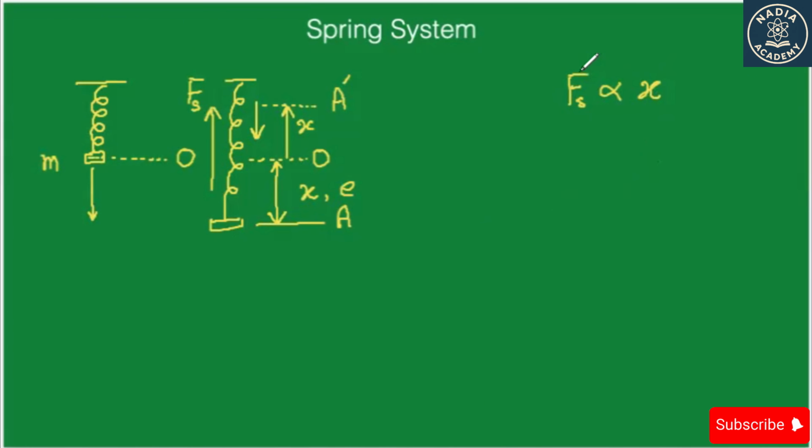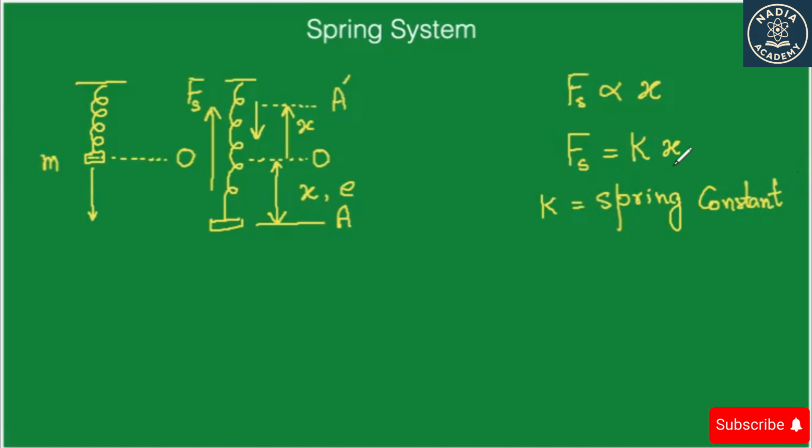Now we can very easily understand that the spring force will be directly proportional to the extension in the spring. Now, if we change this proportionality sign into an equality sign, then we will get that the spring force is equal to a constant K times x. What this constant K is, we call it the spring constant. Now, let's try to understand what is the meaning of the spring constant.